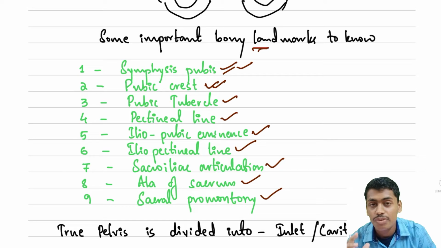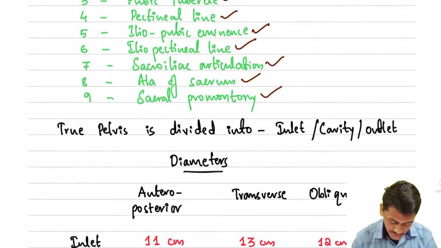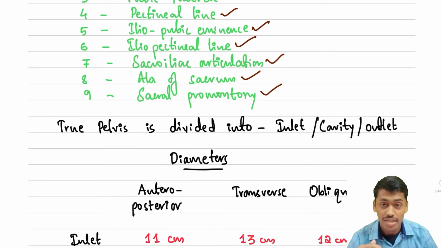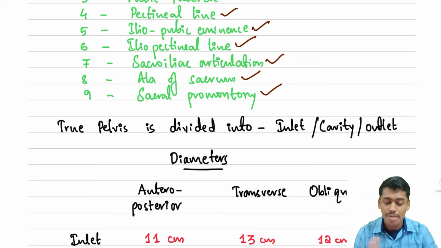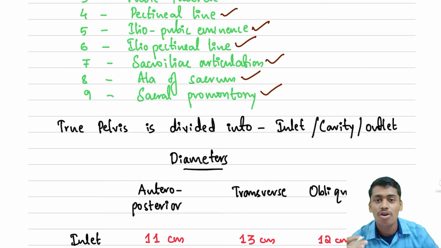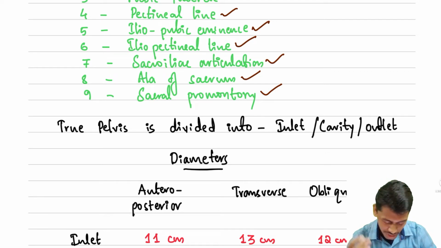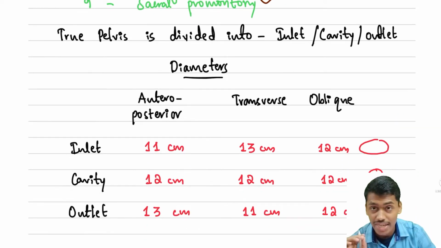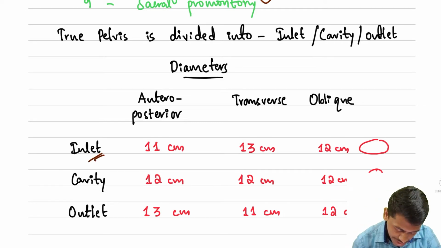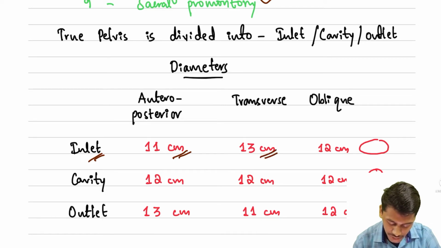So the true pelvis is divided into inlet, cavity and outlet, and we have three diameters: the antero-posterior diameter, the transverse diameter and the oblique diameters of all the three, that is the inlet, cavity and the outlet. So we'll begin with the diameters. Moving on to the inlet, anterior-posterior diameter of the inlet is 11 centimeters and the transverse diameter of the inlet is 13 centimeters, and finally the oblique one of the inlet is 12 centimeters.